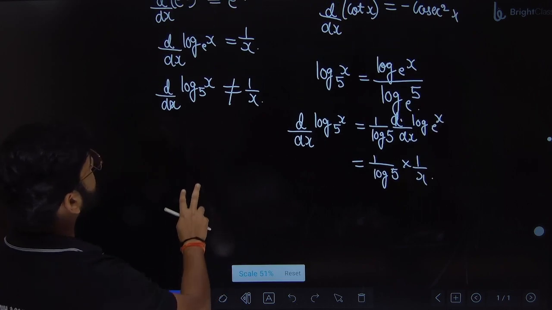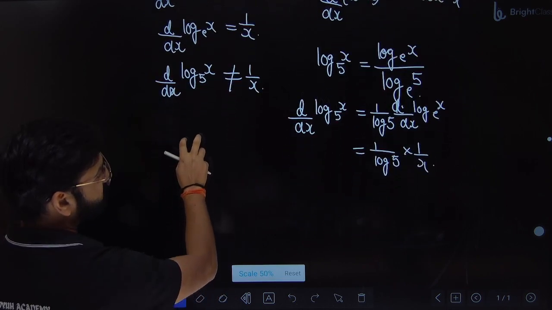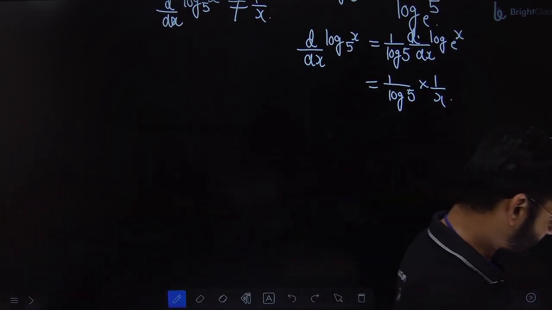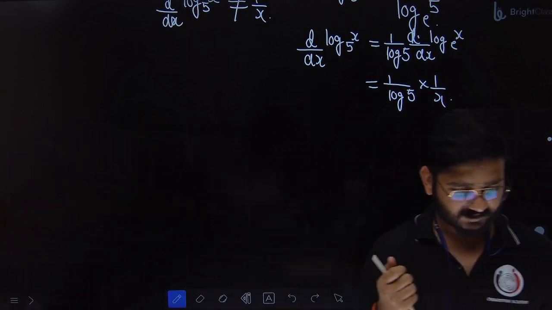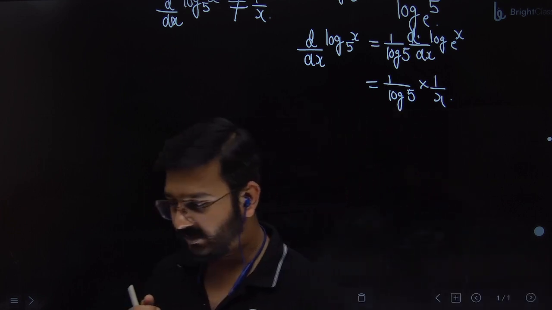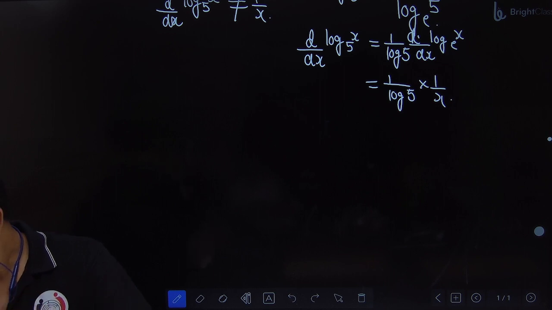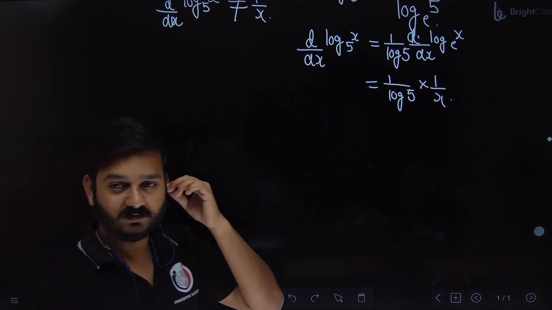Okay, this thing you have understood. We will start with questions now. Product rule is very simple. Quotient rule is also simple. The confusion will happen in the chain rule. So why do we use chain rule? In which cases do we use chain rule?